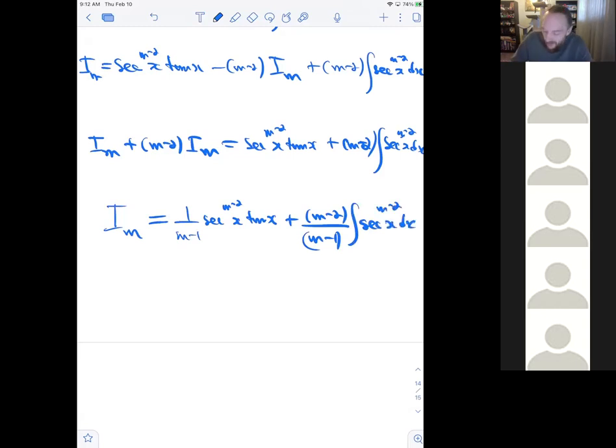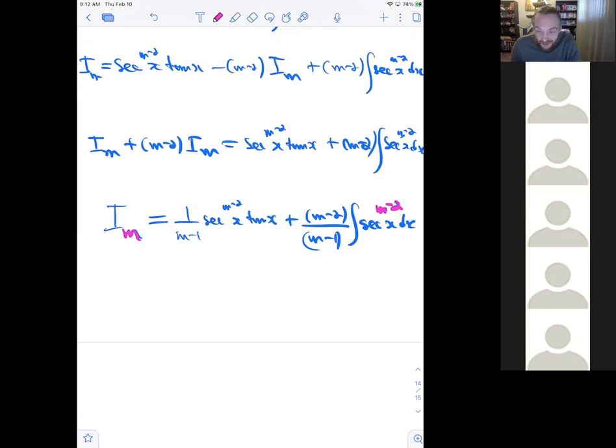They call it reduction of order now because I've reduced the order of the m to an m minus 2. So what that says essentially is, if you know a power of secant, it doesn't matter what it is, you keep using this reduction formula. If I know secant^5, then I can use this formula to get the integral of secant cubed. Secant cubed is integration by parts.